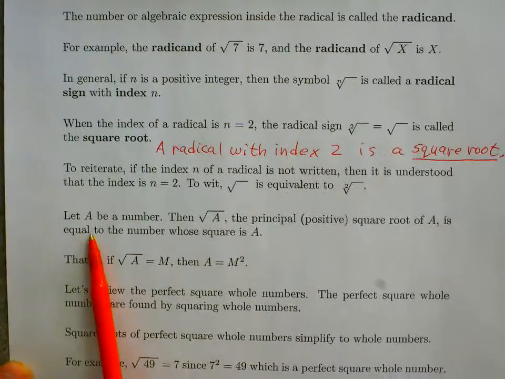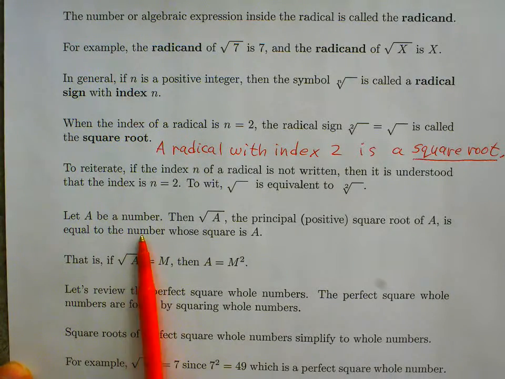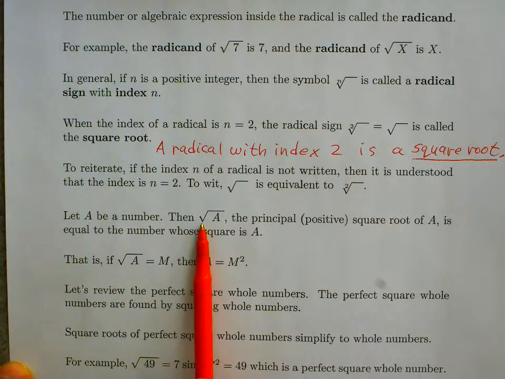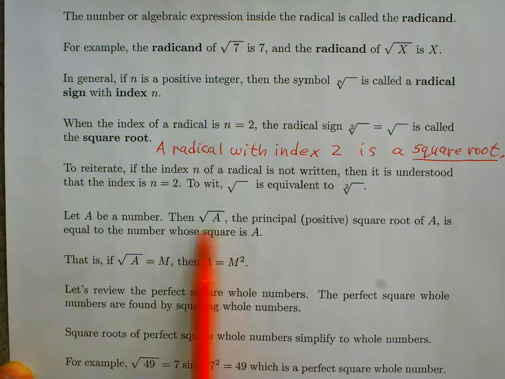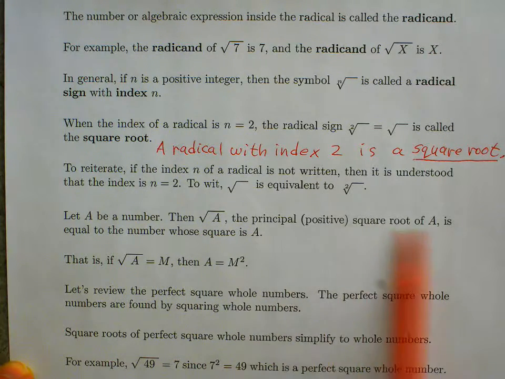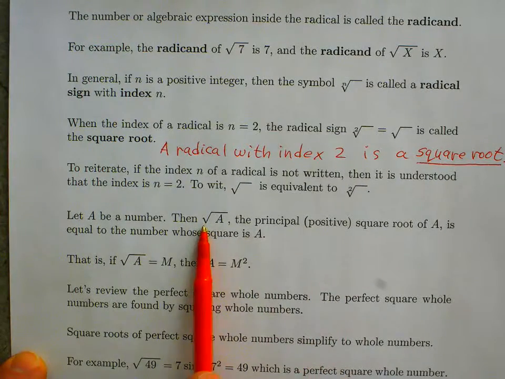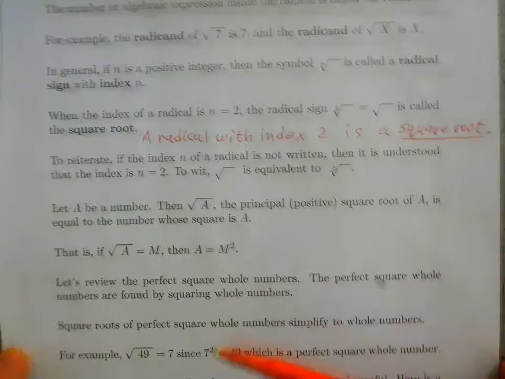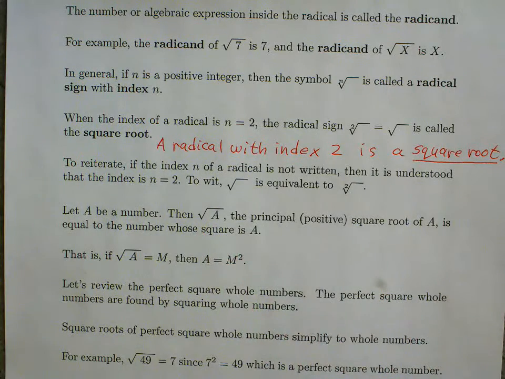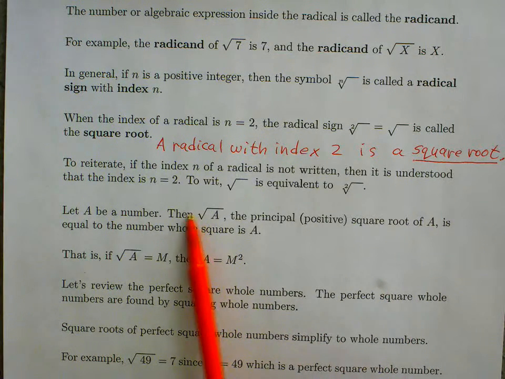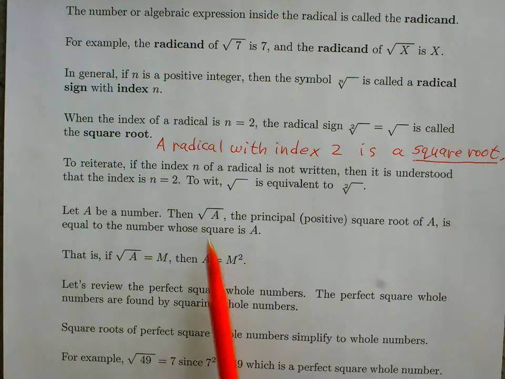Okay, if we let capital A be a number, then this expression is referred to as the principal square root of A. The principal square root of A is also the positive square root of A. How do we know that it's positive? Well, there's not a negative sign in front of the radical, so it's the positive square root of A, or principal square root of A. Those are synonymous.